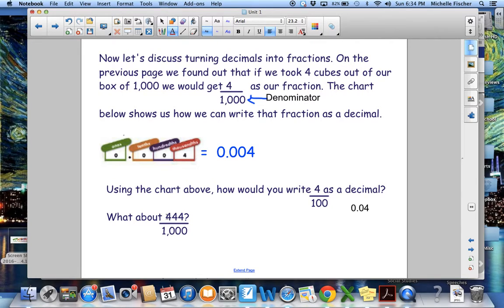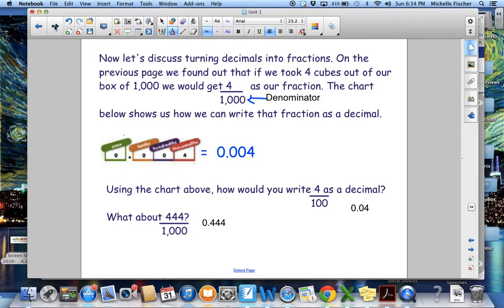Alright, so we see the number 444, which means this 4 is going to need to be in our thousandths place because thousandths is our denominator. So what we should have gotten is 0 and 444 thousandths. Just like that.